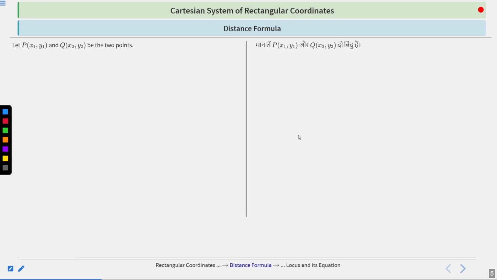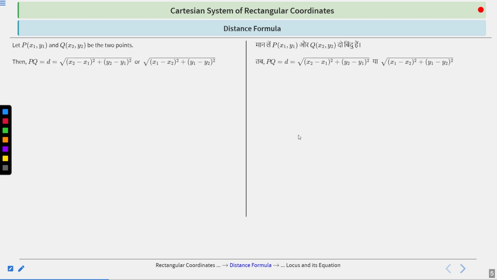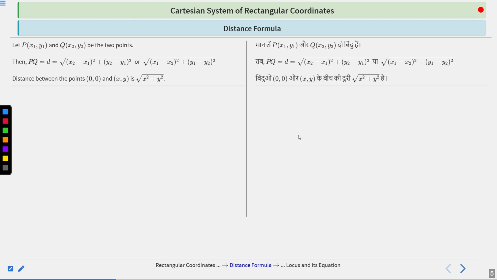Okay. So let us see what is the distance formula. Let point P having coordinates (x1, y1) and point Q having coordinates (x2, y2) be the two points. Then PQ, that is the distance d between the points P and Q, can be written as root over (x2 minus x1) whole square plus (y2 minus y1) whole square, or root over (x1 minus x2) whole square plus (y1 minus y2) whole square. Clear? So the distance between (0, 0) and (x, y) is basically root over x square plus y square, right?